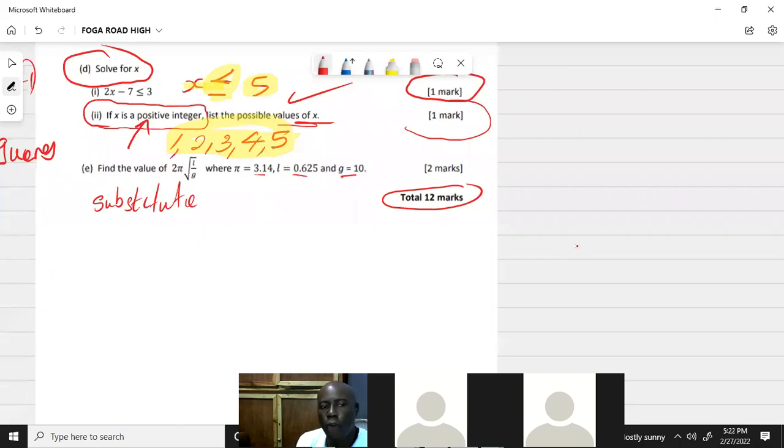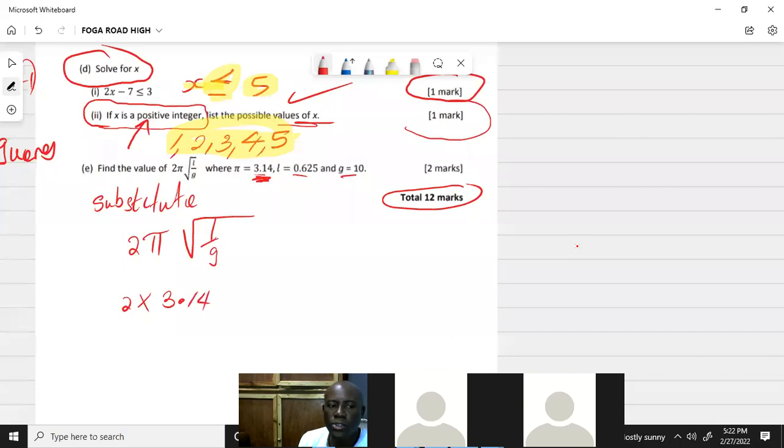So it's going to be representing these. Let me write it first: 2 pi, and then we have the square root of L over G. 2 pi means 2 times pi. Pi is 3.14.